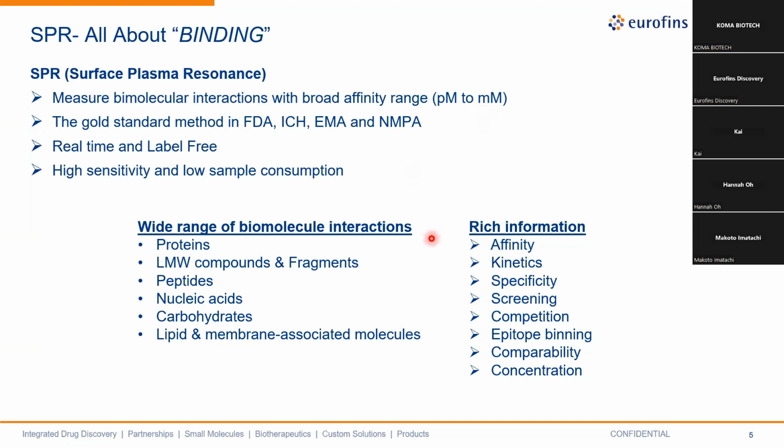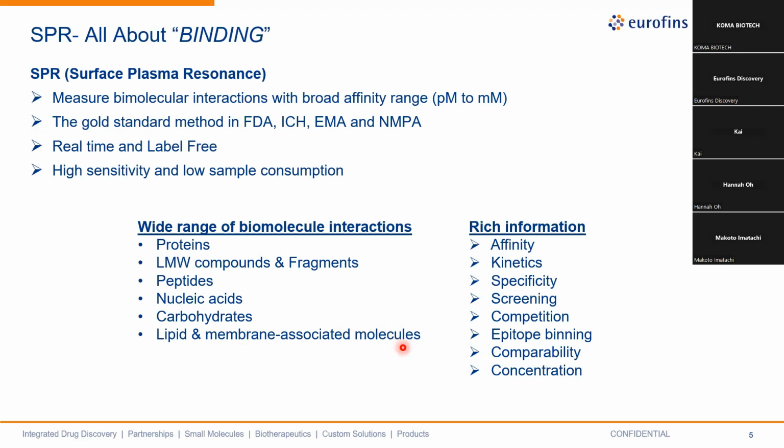We can work in a wide range of biomolecular interactions. We'll talk about the principle later. It basically measures the change of mass on the SPR chip surface. So anything with mass you can measure: protein, low molecular weight compounds and fragments, peptide, nucleic acid, carbohydrates, lipid and membrane associated molecules. So anything with a molecular weight, with a mass, you can measure.